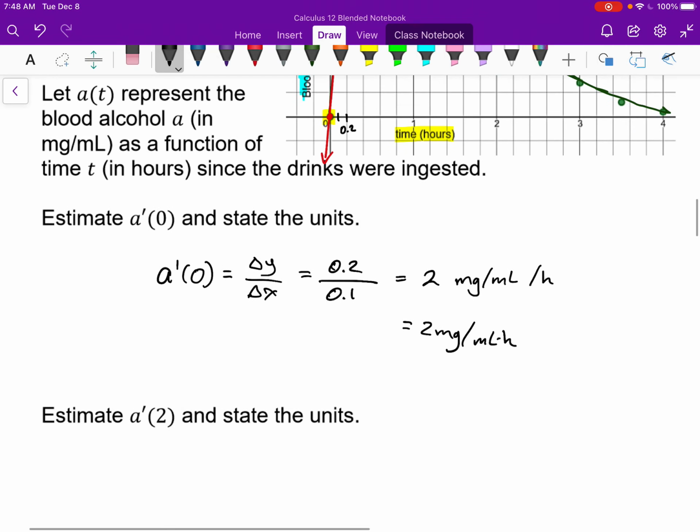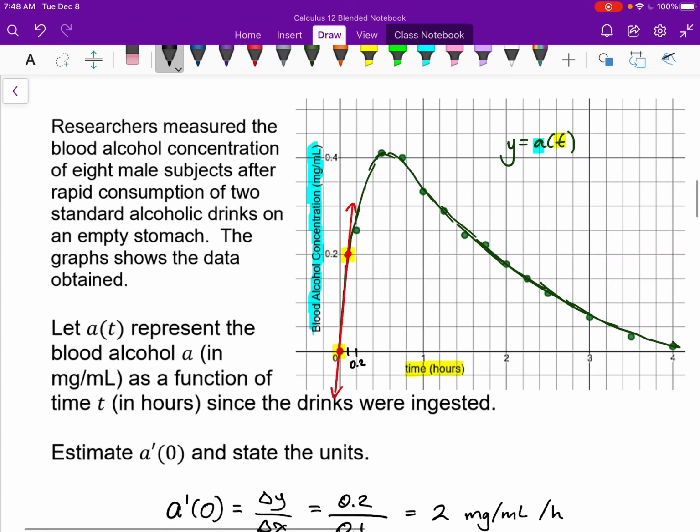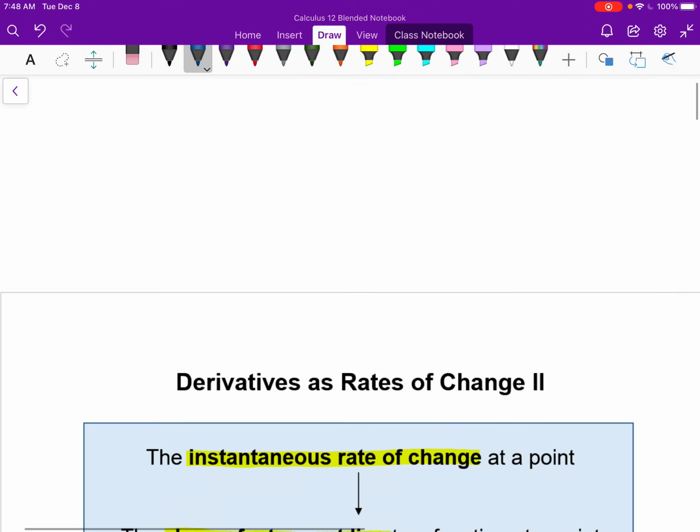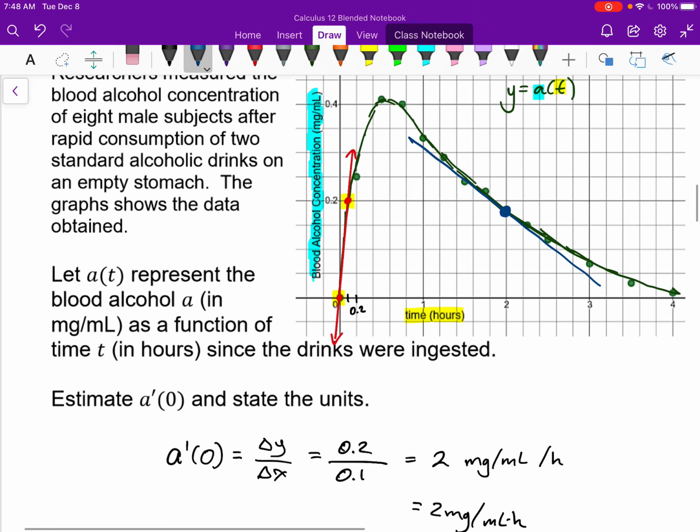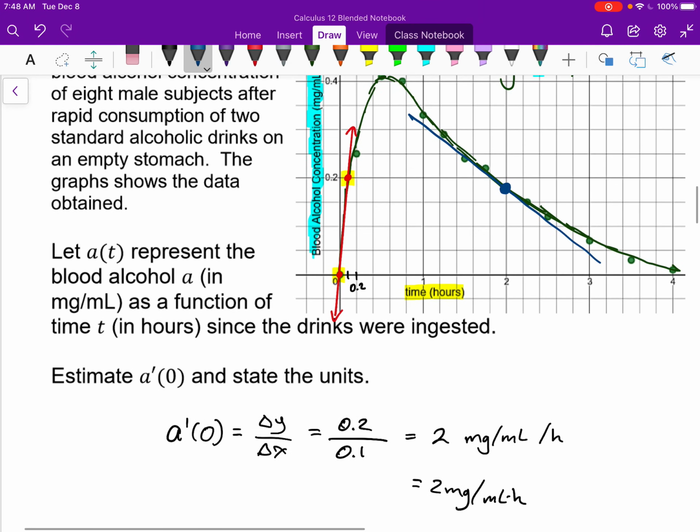All right? Similarly, estimate a prime at 2. So a prime at 2, here's 2. Let me imagine what the tangent line looks like at this point. I don't know, something like this. Oh, come back here. And to find the slope of that, let me pick 2 points that seem fairly easy to visualize. How about there and, I don't know, there. So look at these 2 points.